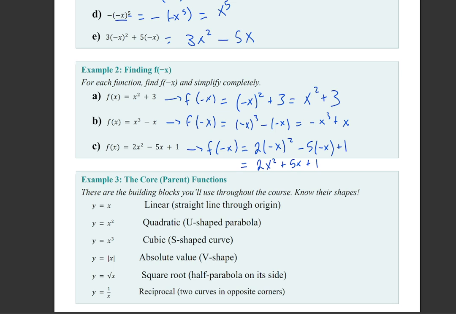And that's it. Whenever you plug in a negative x, just make sure it goes in parentheses and that you handle all exponents appropriately. And then it's just some standard simplification rules.